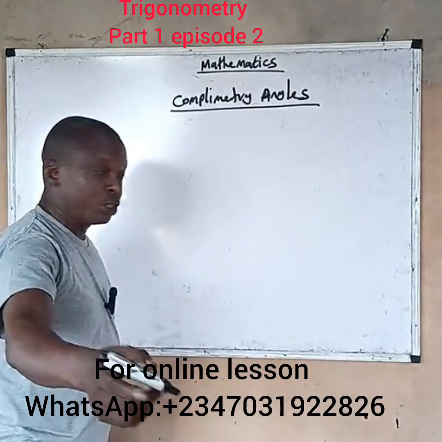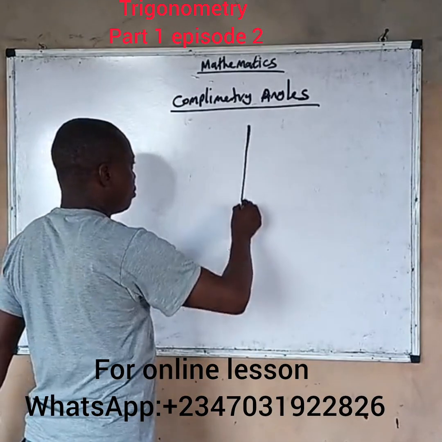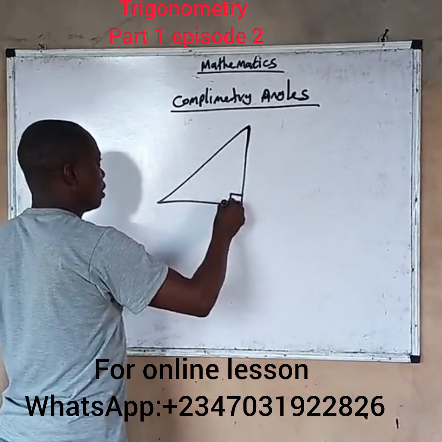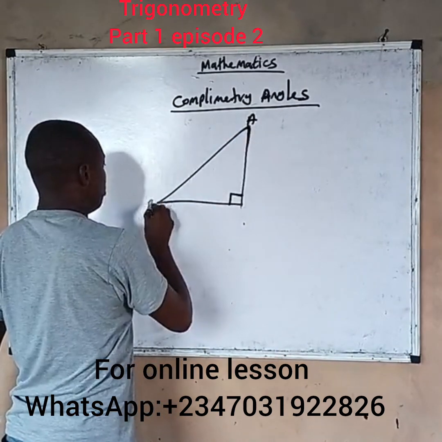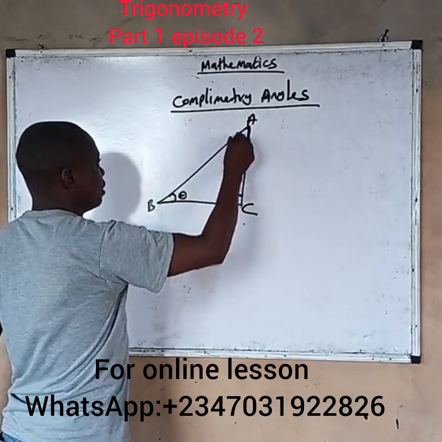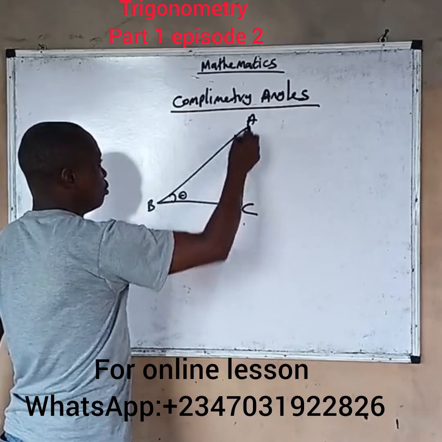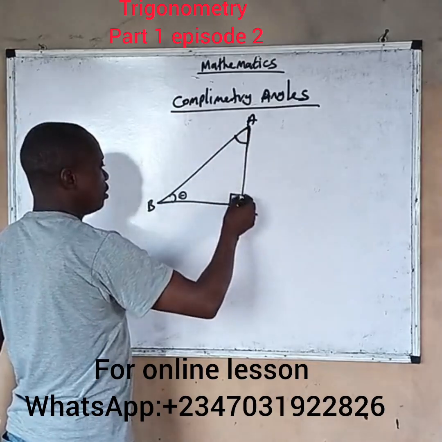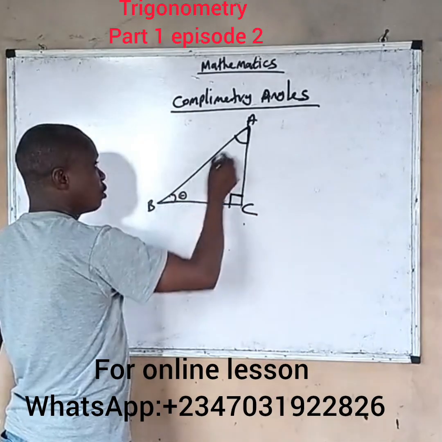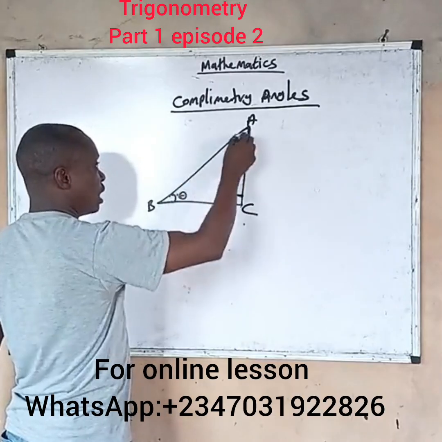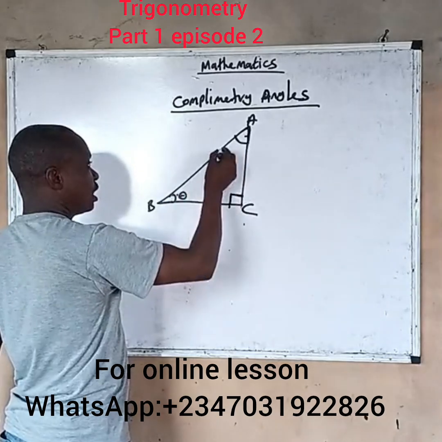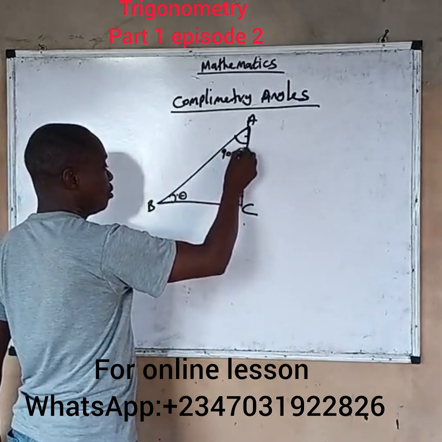Okay, so with the same trig ratios, let's say I have this right angle triangle, and I call here A, I call here B, and I call here C. Now, if here is theta, then, since the sum of angles in a triangle is 180 degrees, and here is already 90, the other two angles share the remaining 90. So if here is theta, then here will be 90 minus theta.